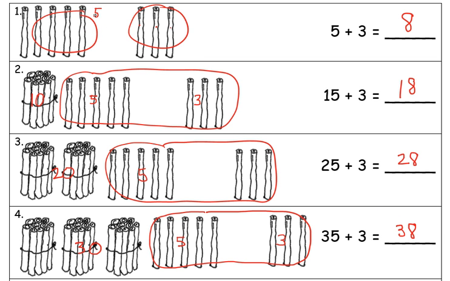The pattern that we want the students to see is that every time we're adding 5 ones to 3 ones in our numbers, we're always going to end up with 8 ones. So it doesn't matter how many 10s we have, because we have 5 ones and we're adding 3 ones, we're going to end up with an 8 in our ones place.